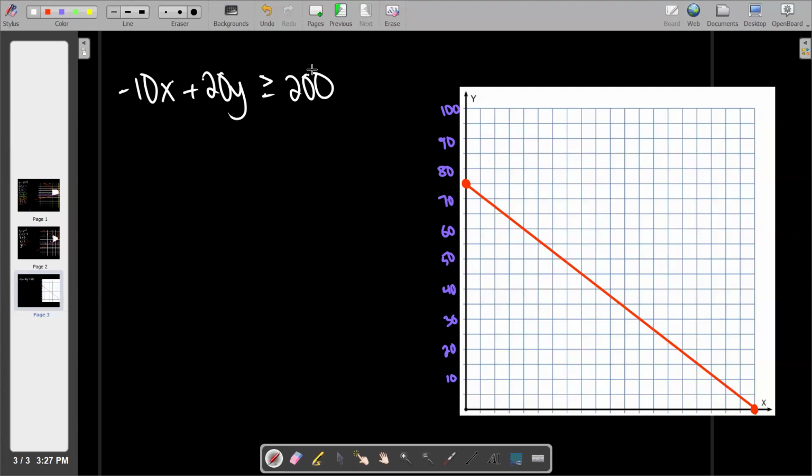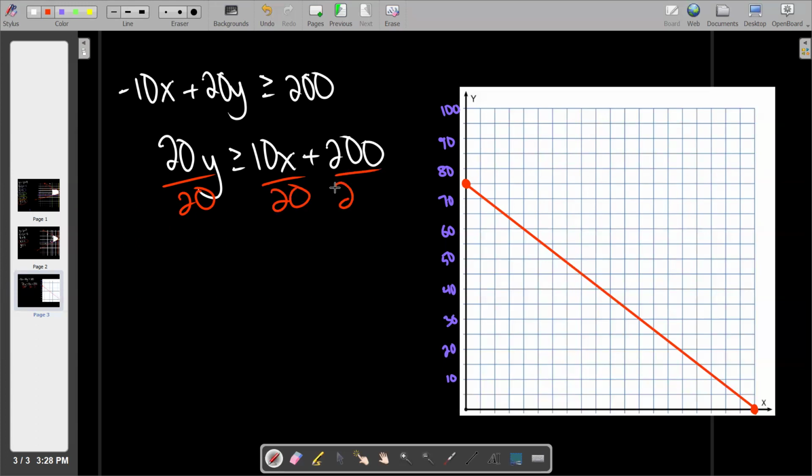What do we do first? Add the 10x. Yes, we do. So we have 20y is at least 10x plus 200. And then finally, divide everything by 20. And if we divide everything by 20, no need to change any signs. And again, that whole dividing, reducing GCF thing just naturally plays itself out. So we're left with y is greater than or equal to, what's our slope? 1/2 of x plus 10, nice.